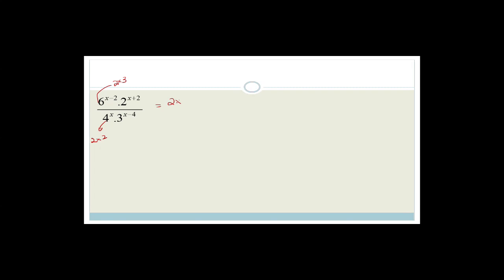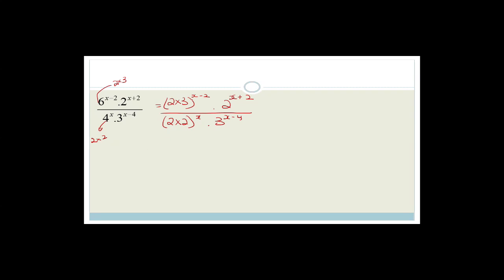So it's going to be 2 times 3 all to the power of x minus 2, 2 to the x plus 2, all over, this here is 2 times 2, which is 2 times 2 to the power of x, times 3 to the power of x minus 4.